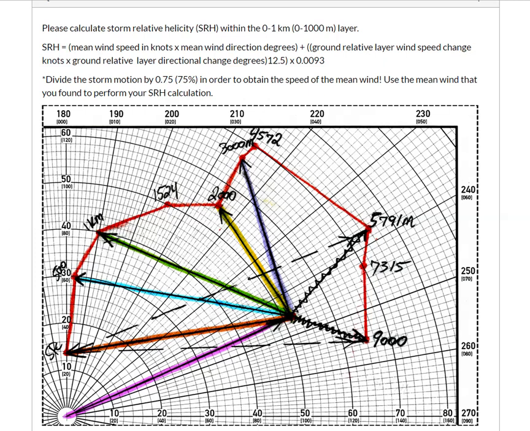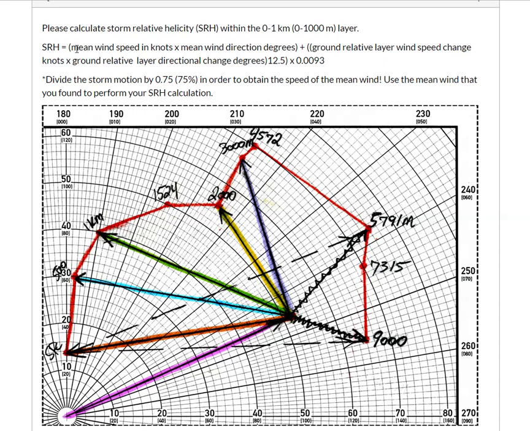Please calculate storm relative velocity within the 0 through 1 kilometer, 0 through 1,000 meter layer. That's just to right here. Remember we mentioned it was this pie shape bound by the lines. It's the shape that is bound by the storm relative inflow vector in orange, the hodograph trace, red line, to 1 kilometer, then back down the 1 kilometer storm relative wind vector to the storm motion. So we're going to use this little equation to find that.